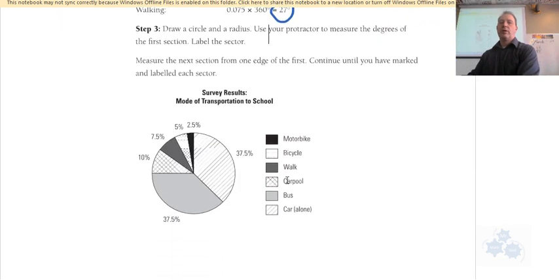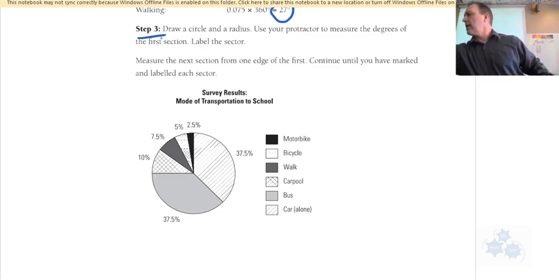All right, so this is what we're going to do now. Step 3 is the big one. How many of you have a protractor? I don't imagine you brought a protractor with you today. Anyone? Okay. I have some. I have 1, 2, 3. We're going to need some more. We might have to share a little bit.